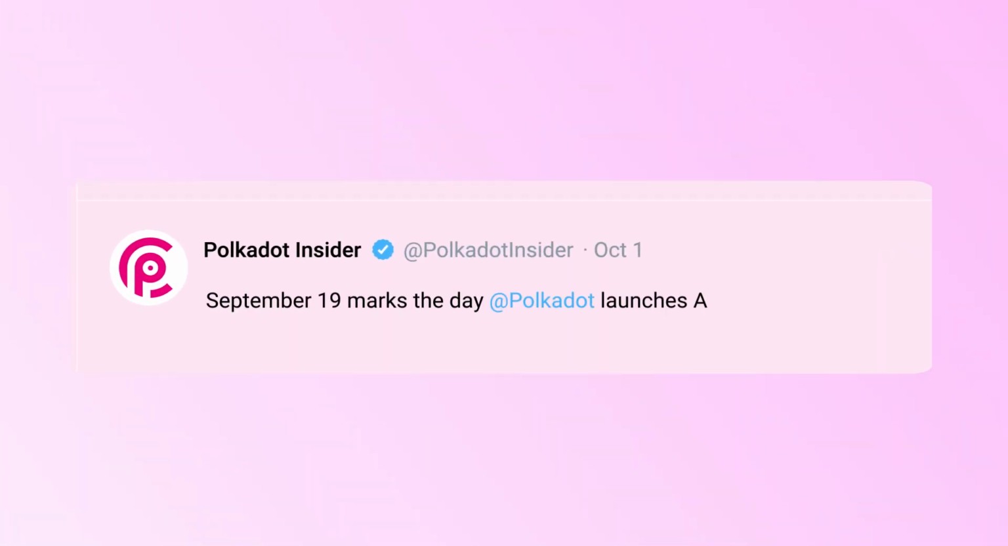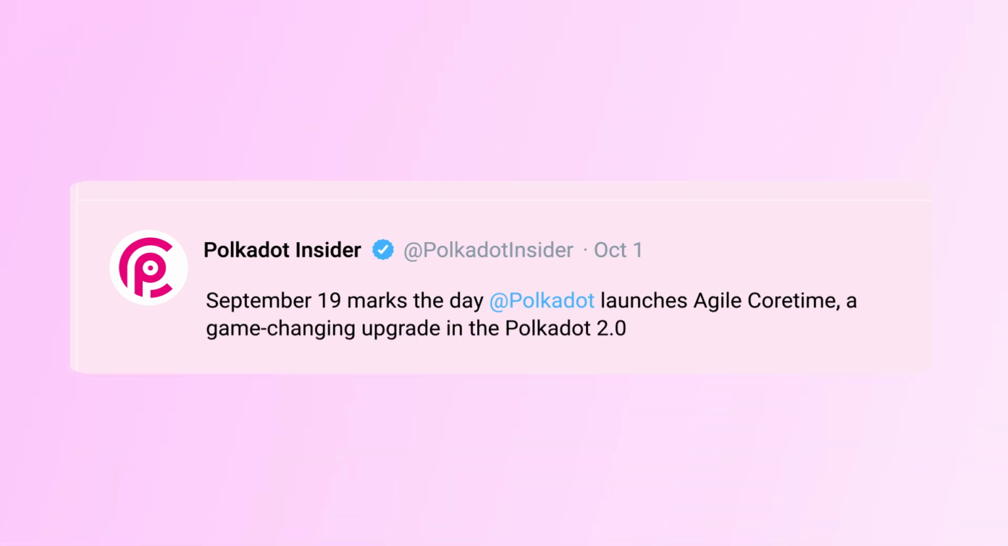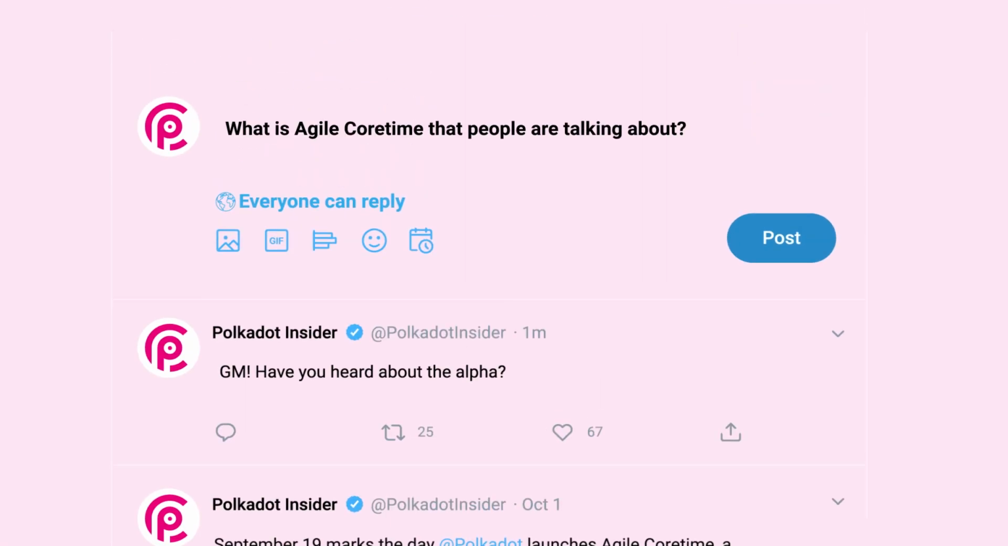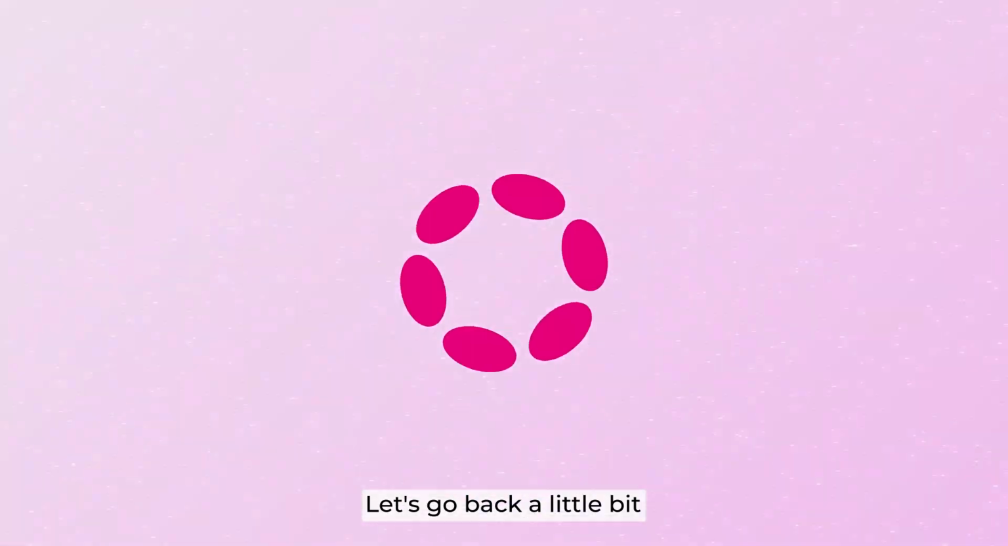September 19 marks the day Polkadot launches Agile Coretime, a game-changing upgrade in the Polkadot 2.0 roadmap. So what is Agile Coretime that people are talking about? Let's go back a little bit.